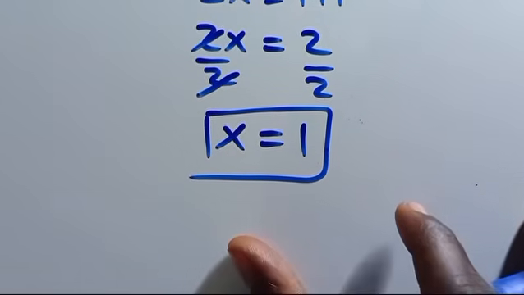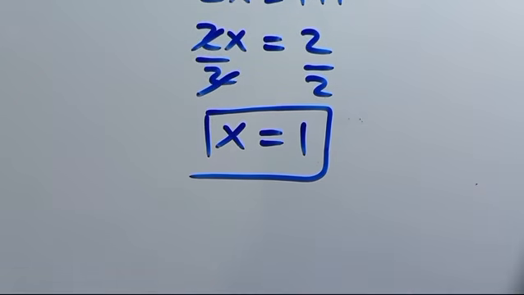So we got the same value for the first method and the second method. So comment in the comment section below which method is the fastest one.